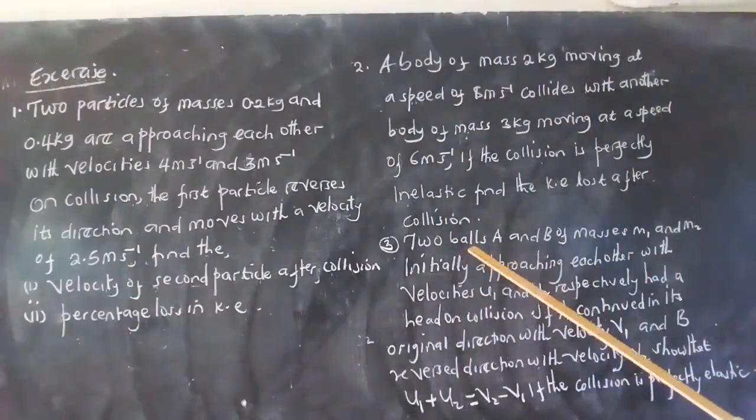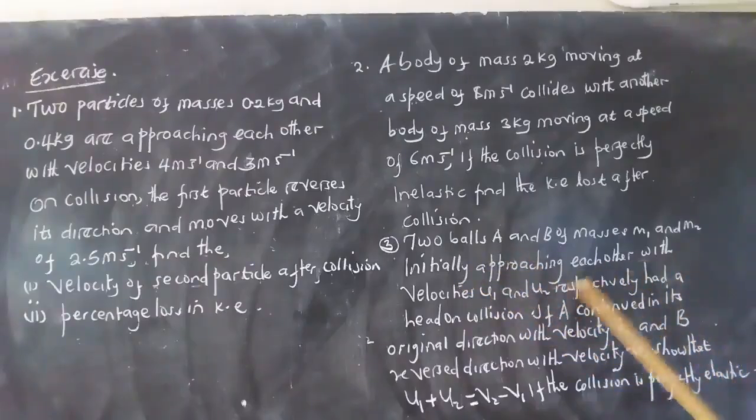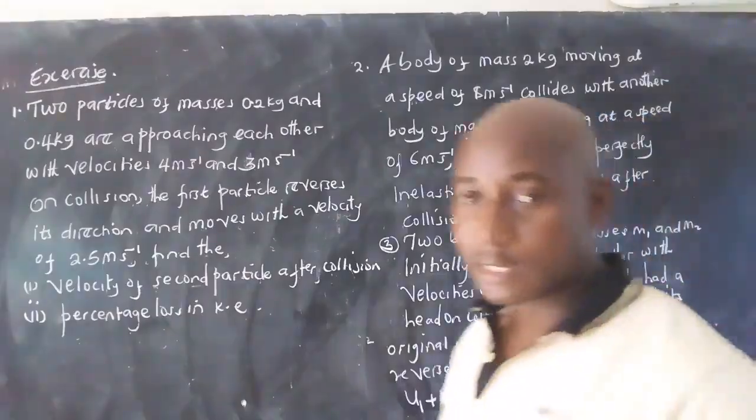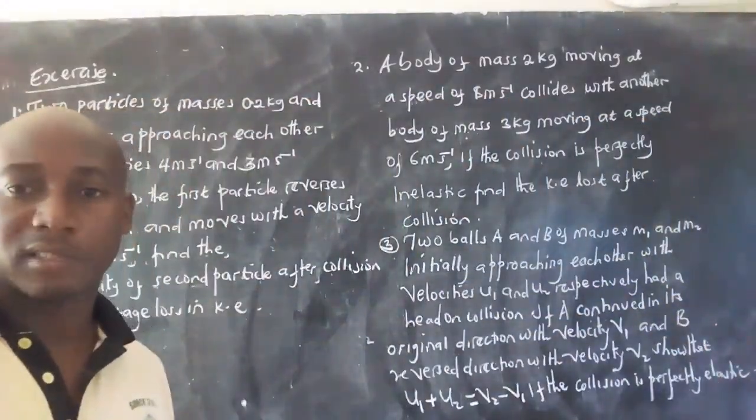Then, balls A and B of masses M1 and M2, initially approaching each other with the velocities U1 and U2 respectively, had a head-on collision. If A continued in its original direction with the velocity V1 and B reversed direction with the velocity V2. So after collision, it implies that they moved in the same direction, but before that, they were in opposite directions. So when you're conserving momentum, you know where to put a negative, and when you're conserving kinetic energy, there is no negative. Is that okay? Yeah. So let us proceed.